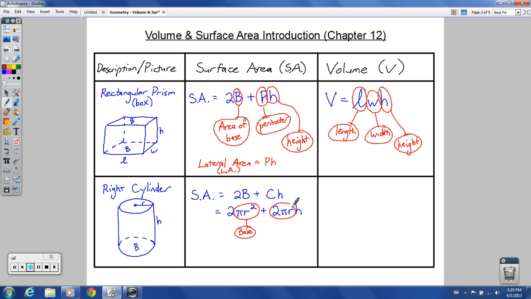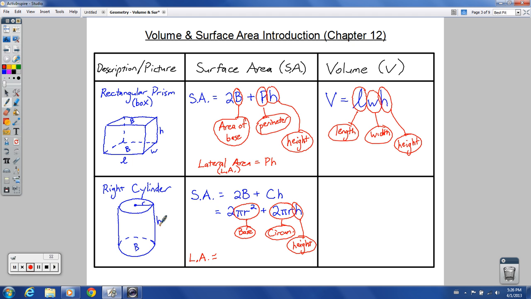This 2 pi r part here is your circumference. Abbreviate that like that, and this part is your height. And just like before, there was a lateral area. I'll abbreviate that with an LA now that I've said what LA stands for right there. It's not Los Angeles, it is lateral area.